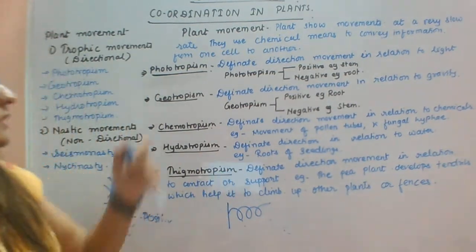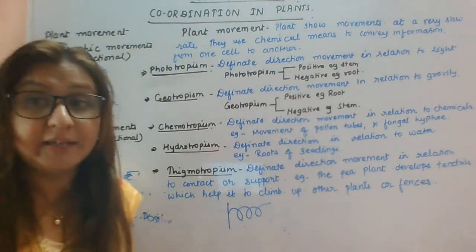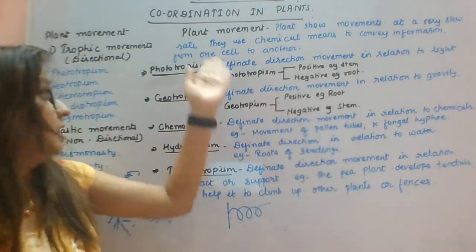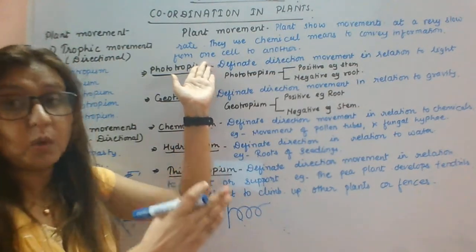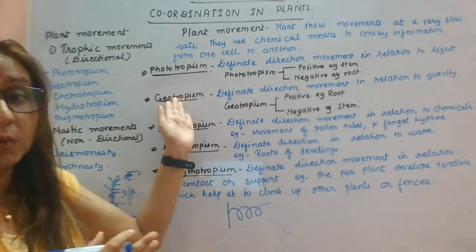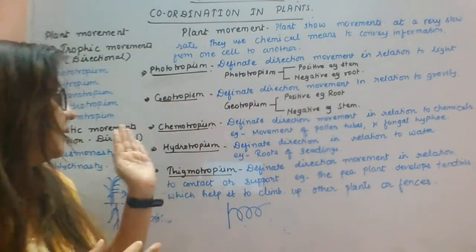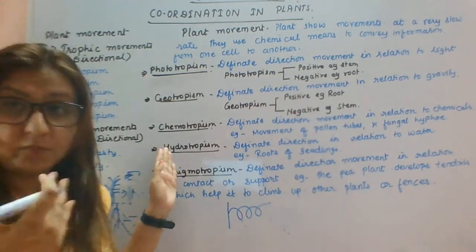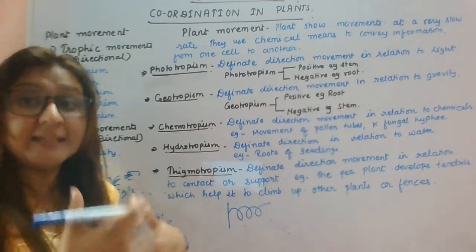Okay, so these all are tropic movements. Tropic means directional movement. These are going in respect to these. In this they are growing in the direction of light. In this they are going in the direction of gravity. In this they are growing in the direction of chemicals. Here water, and here any support.